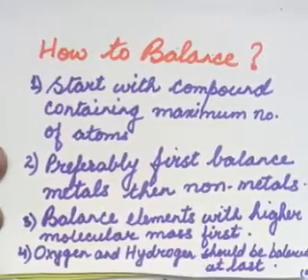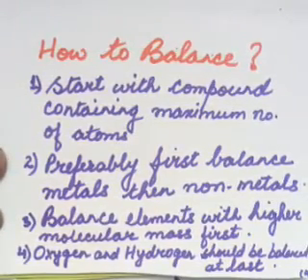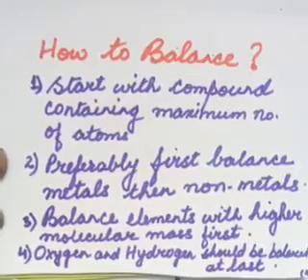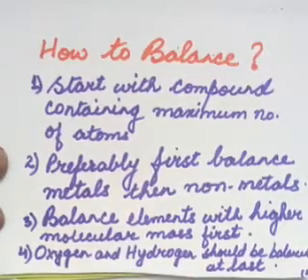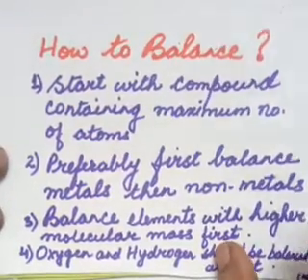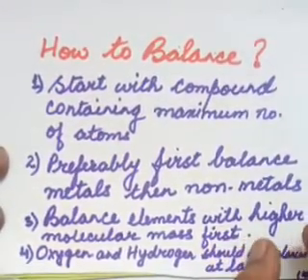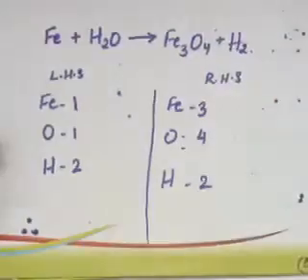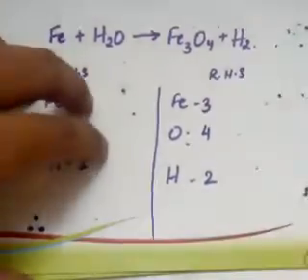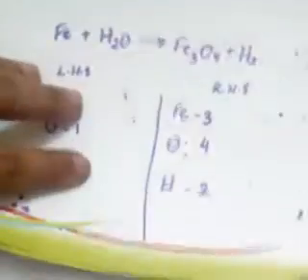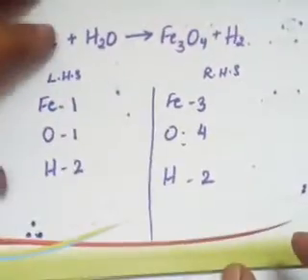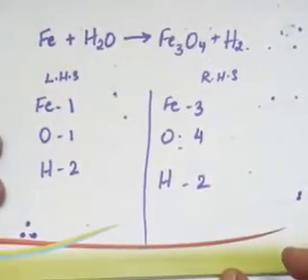And one more important thing, we will take the number of atoms of oxygen and hydrogen at the last. We will be balancing oxygen and hydrogen totally at last. If you keep these steps in mind, it will become very easy for you to balance a chemical equation. So let us see how we can balance a chemical equation.